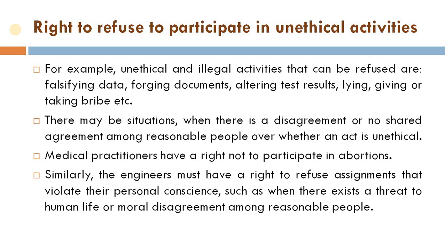Now, let us see an example. So, here the unethical, illegal activities that can be refused are falsifying data, when data is falsified, forgery, altering the test results, telling lies, giving bribe or taking bribe. So these are some of the examples of unethical activities.